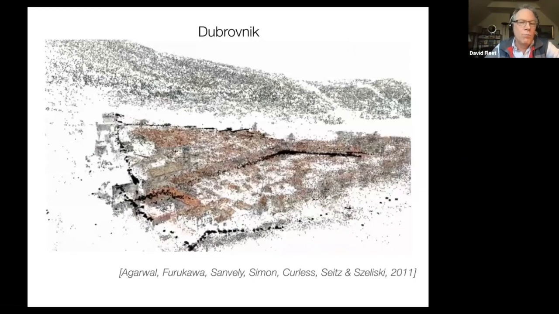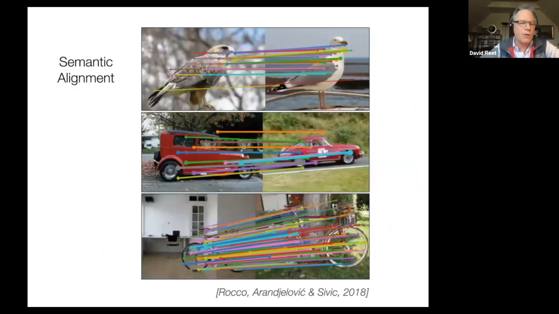Now, more recently, what people have been really interested in is the semantic alignment problem, which is not just finding corresponding points in images of exactly the same scene, but actually trying to figure out semantic correspondence, or find me points in different images of different instances of objects from the same class that correspond in a semantic sense.